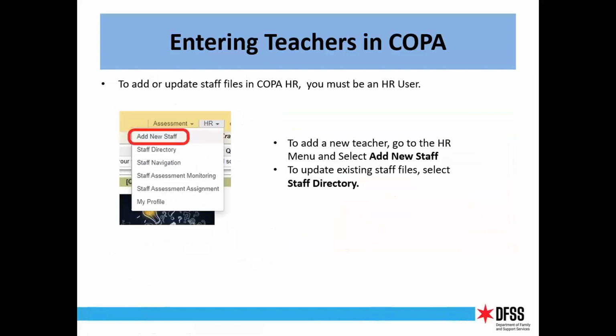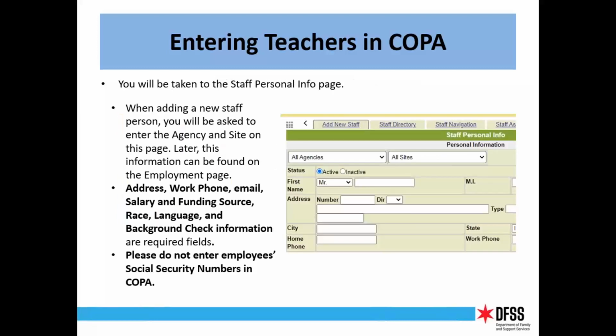So there we go. We go under the HR. If you are logged in as an HR user, you have that HR tab. Under there, you would select Add New Staff, and you'll be taken first to the staff personal information page. The first time you're putting someone in, it's going to ask you some basic information. Agency and site, for example, are on this page for initial data entry. When you come back to an existing teacher file, they're no longer on the personal information page. They can be found on the employment page.